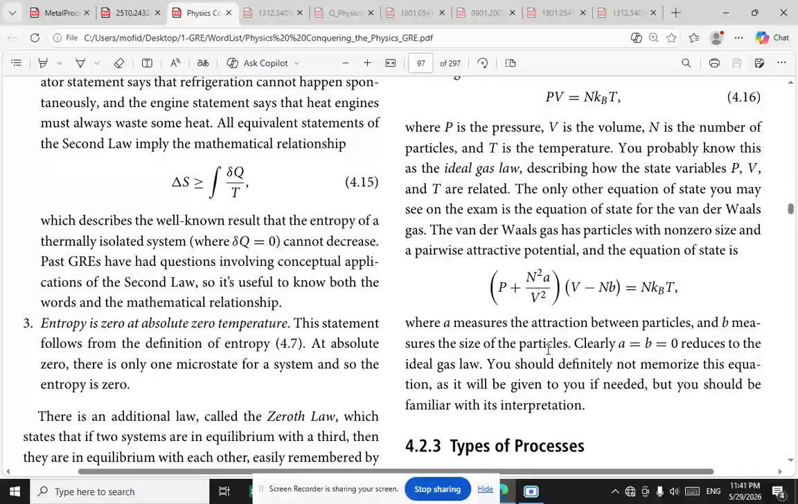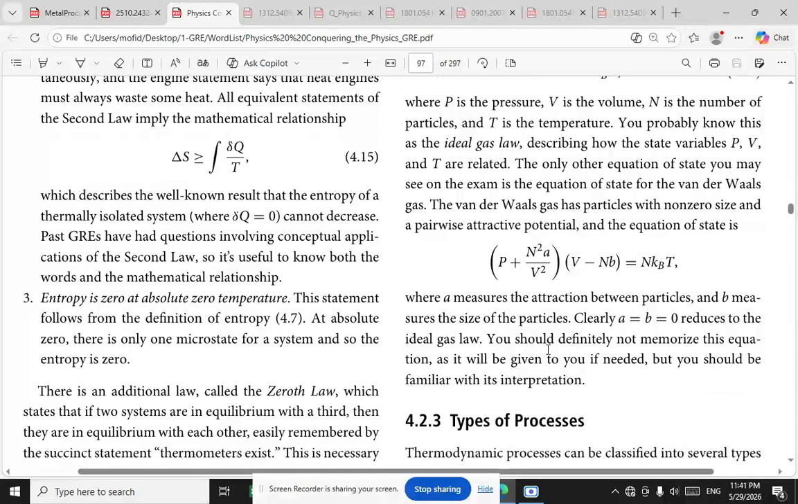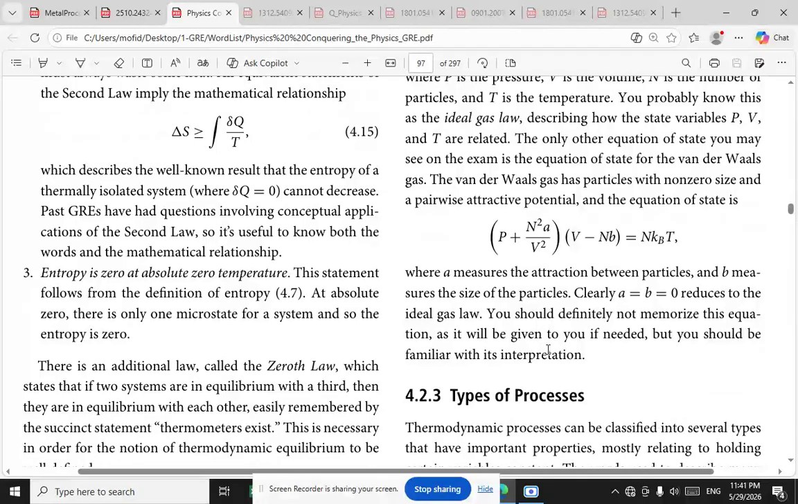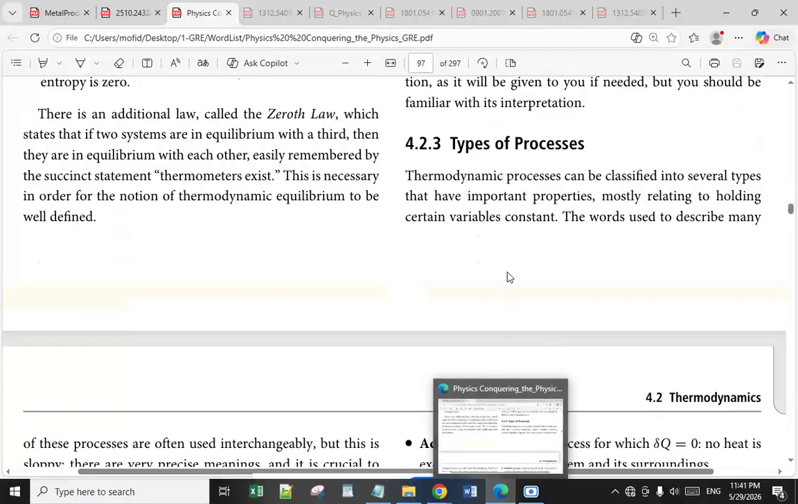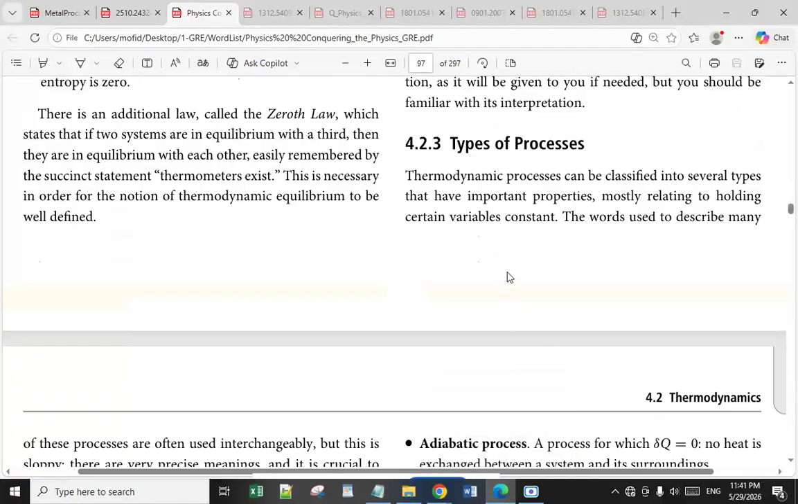You should definitely not memorize these equations, as they will be given to you if you need them, but you should be familiar with the interpretation. Now I want to go through another section.